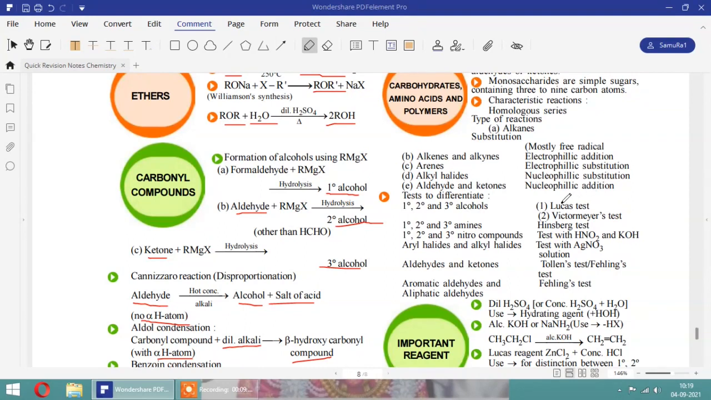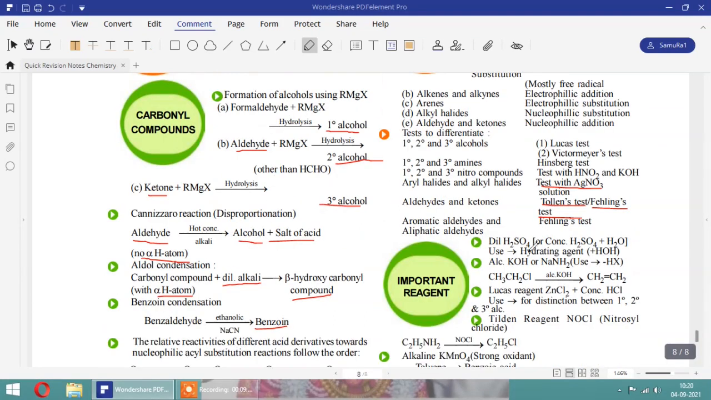Tests to differentiate primary, secondary and tertiary alcohols: you conduct Lucas test and Victor Meyer's test. For primary, secondary and tertiary amines, you conduct Hinsberg test. For primary, secondary, tertiary nitro compounds, test with nitrous acid HNO2 and KOH. Aryl halides and alkyl halides, you test with silver nitrate solution. Aldehydes and ketones, Tollens' reagent test and Fehling's test. Aromatic aldehydes and aliphatic aldehydes, you conduct Fehling's test.